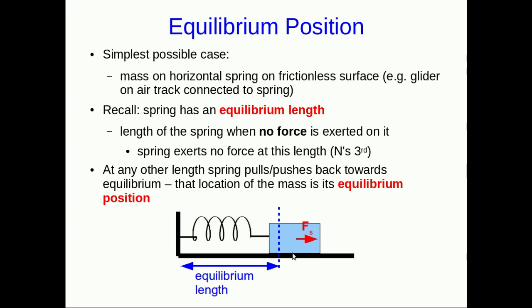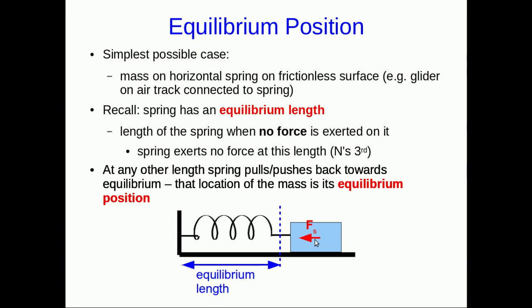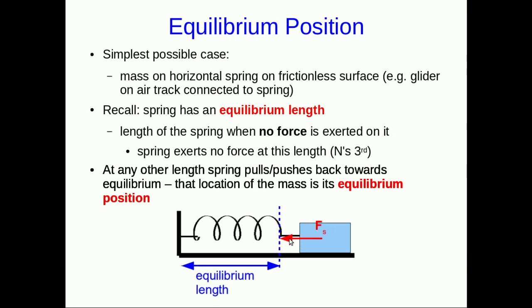So if we push the block a little bit this way, compressing the spring, then the force that the spring exerts on the mass is opposite the direction we pushed the mass, towards the equilibrium position. And no matter where we push the block, that force always points back towards the equilibrium position. And if we pull or push it farther from the equilibrium position, that force gets bigger. This is something we know about springs.